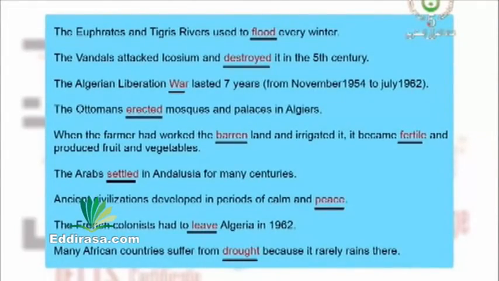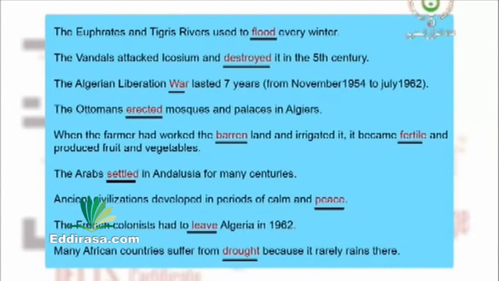Consider the examples and focus on the underlined words. They will help you do the activity. The Euphrates and Tigris rivers used to flood every winter. The Vandals attacked Icosium and destroyed it in the 5th century. The Algerian Liberation War lasted 7 years, from November 1954 to July 1962. The Ottomans erected mosques and palaces in Algiers.